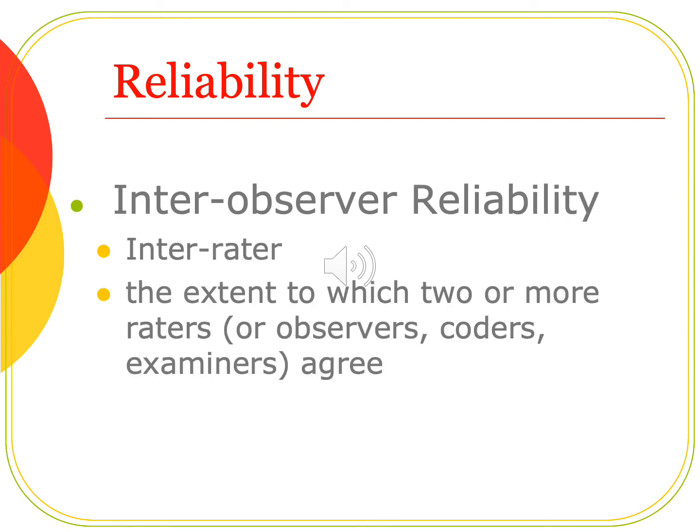Now let's talk about inter-observer reliability and then intra-observer reliability. So inter-observer, or I've always called it inter-rater reliability, is the extent to which 2 or more raters, observers, coders, or examiners agree, right? So when we're thinking about this, an interstate is a road that goes across more than one state. So this is more than one person doing the rating or coding or examining, and it's the extent to which they agree on what they're doing.